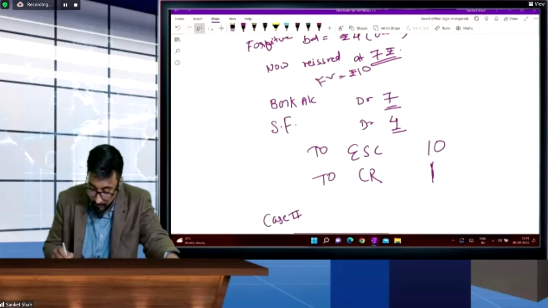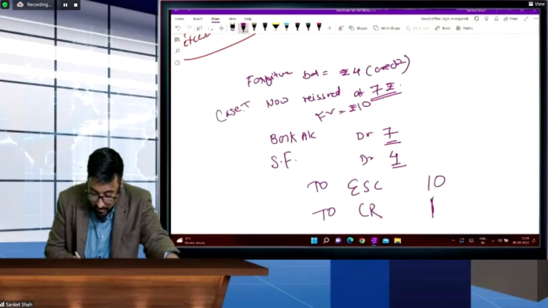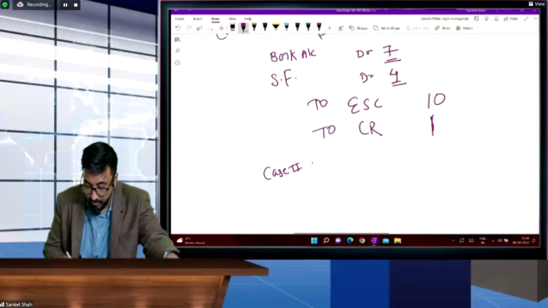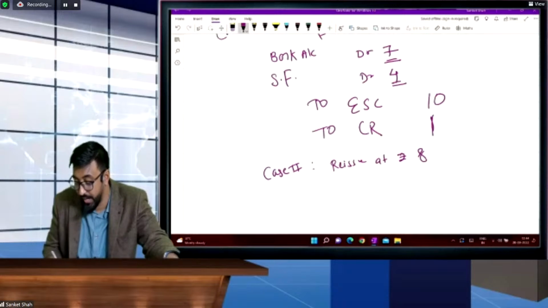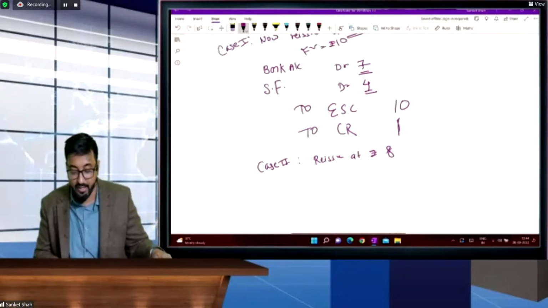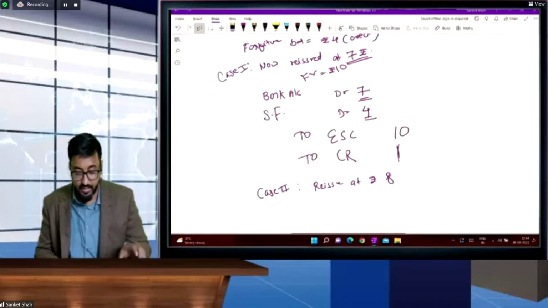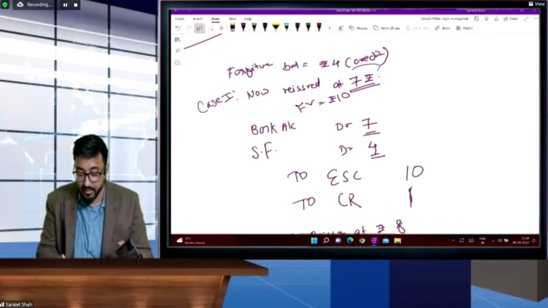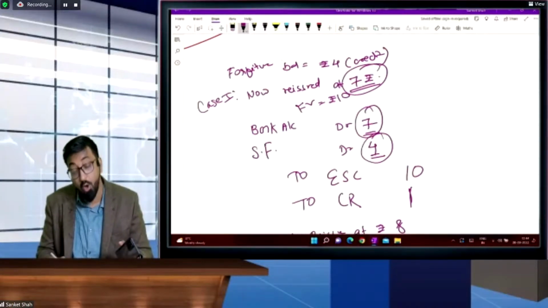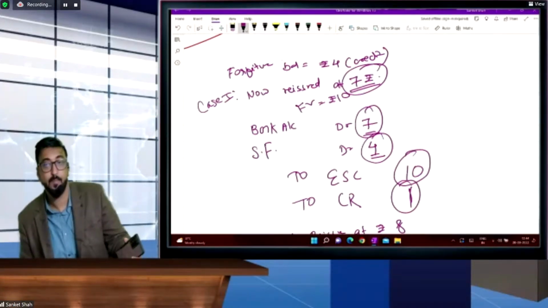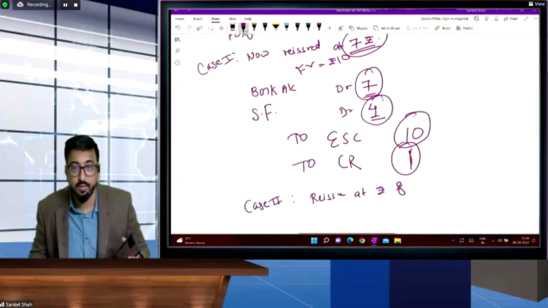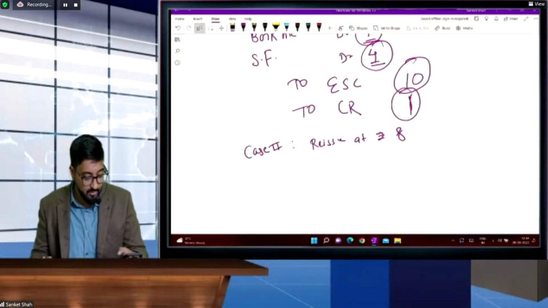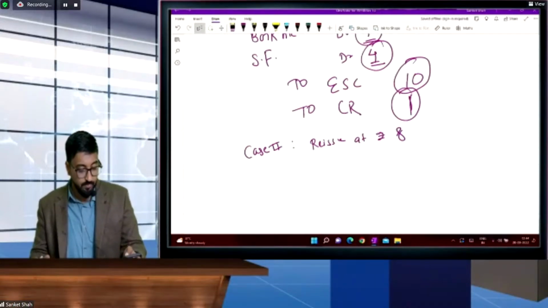Chalo. Case 1, reissued at 7. Case 2, reissue at 8. So what is the entry? See beta, I collected 7 rupees now, 4 I already collected, and 10 is the face value. So capital reserve is 1. Yes, reissue at 8. What is the entry?